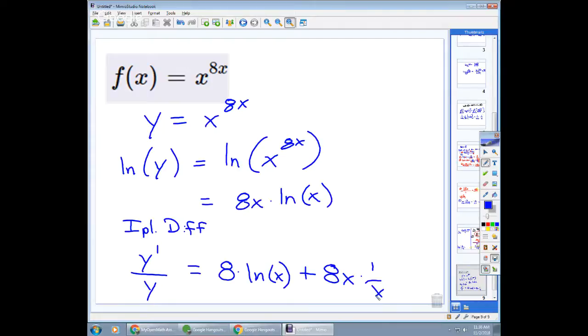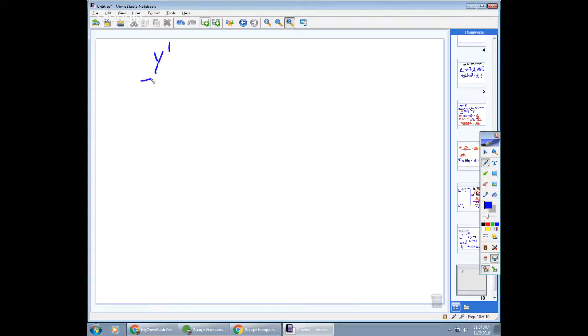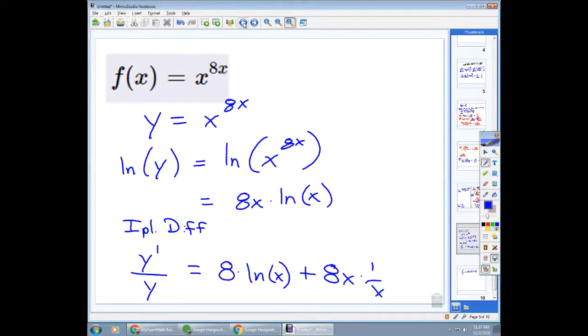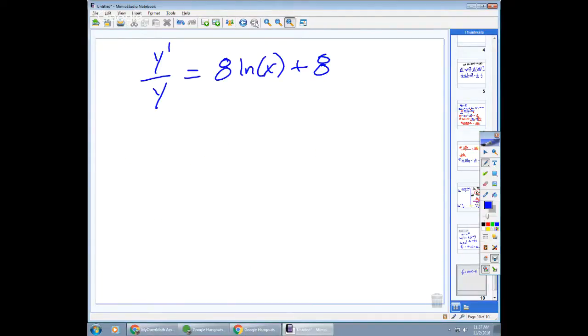All right, so then what happens here? The x over x cancels, right? So that's kind of nice. So new page, I get y prime over y equals 8 natural log of x plus 8x over x. Is that right? No, just 8, right? Just 8, yeah. I can multiply y to the other side.